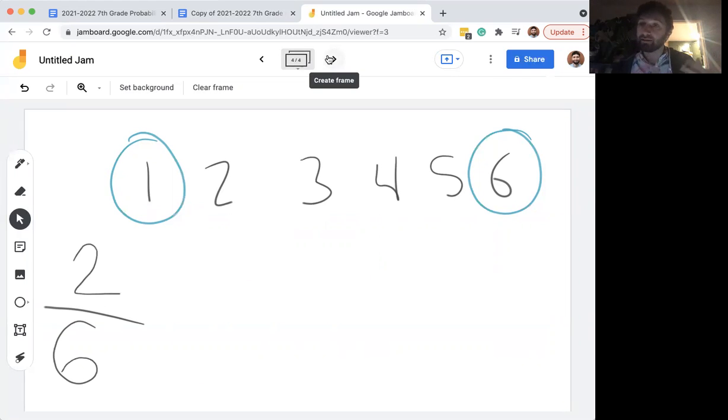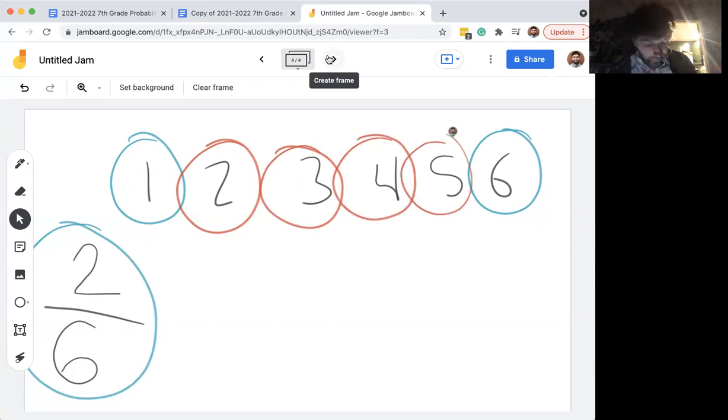You could write it as a decimal or a percentage, but as a fraction, the theoretical probability of winning is 2 out of 6. 2 outcomes satisfy winning, and there's 6 possible outcomes. So then we look at the probability of losing.